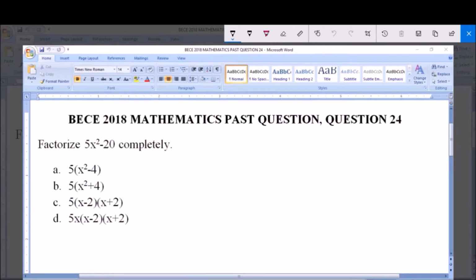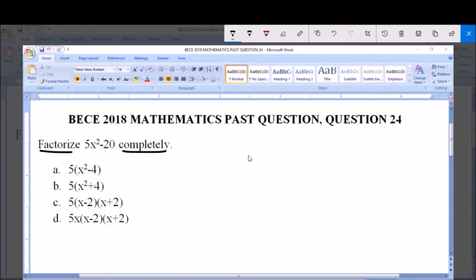A, 5 into x squared minus 4. B, 5 into x squared plus 4. C, 5 into x minus 2 also into x plus 2. And D, 5x open bracket x minus 2 close bracket open bracket x plus 2. So we have to simplify and we have to factorize. Now listen to the instruction. It says factorize completely, that is to the lowest.